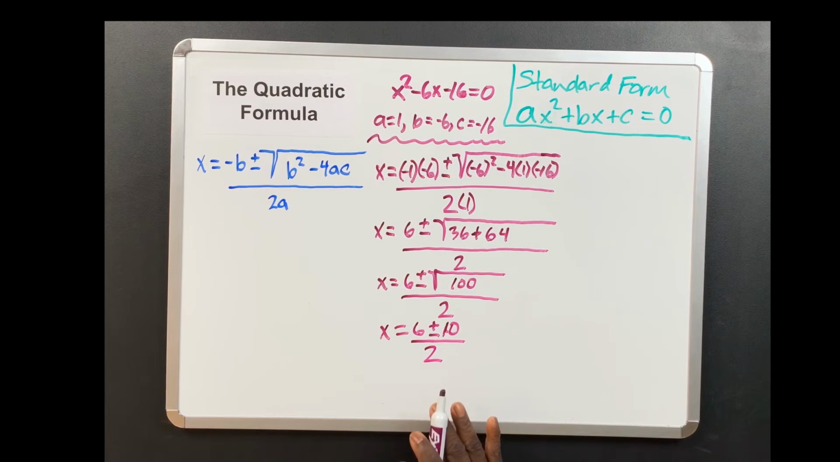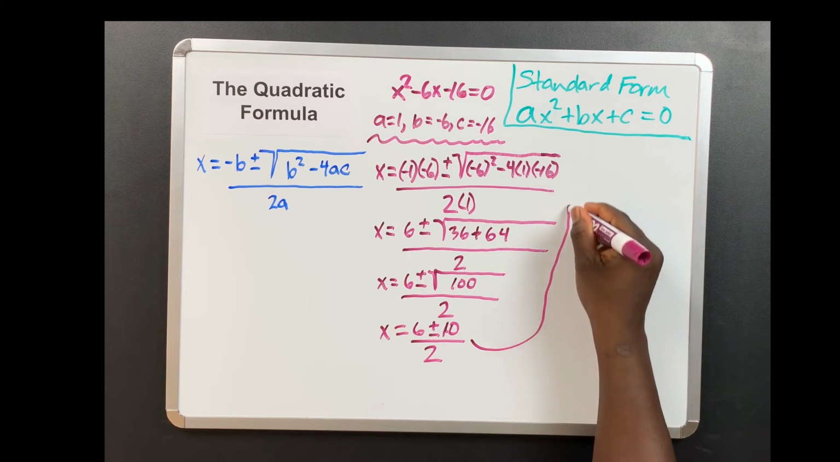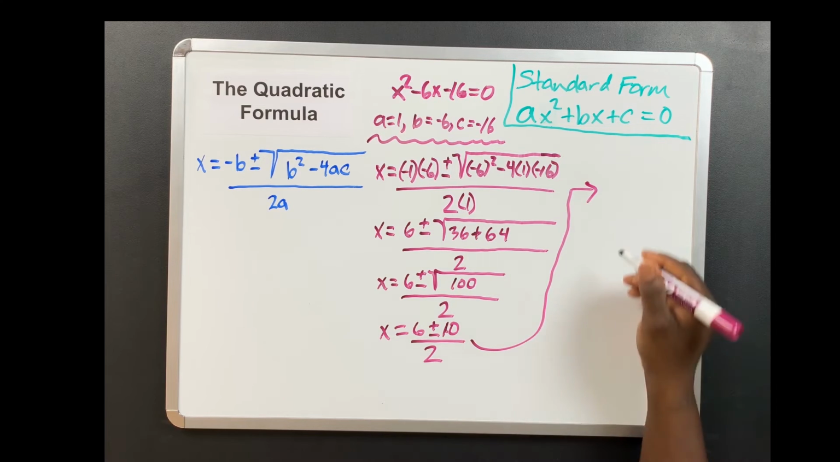Now, this is the point that gets tricky. We're not done yet, but this is the point that gets tricky. In my teaching of the quadratic formula, I'm going to show you how to separate this so that you get 2 x values, and it'll be easy to solve that problem. So I'm going to draw an arrow over here, and see where it says x equals 6 plus and minus 10 divided by 2? We're going to separate that.